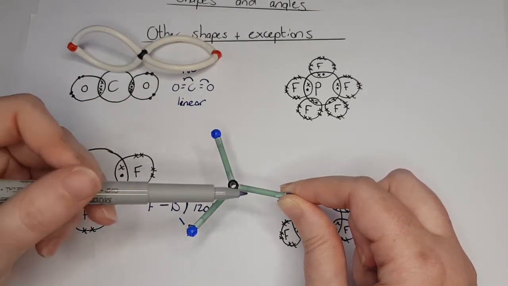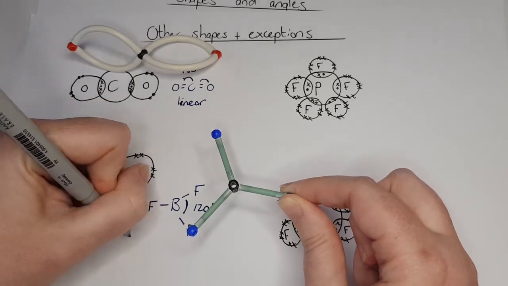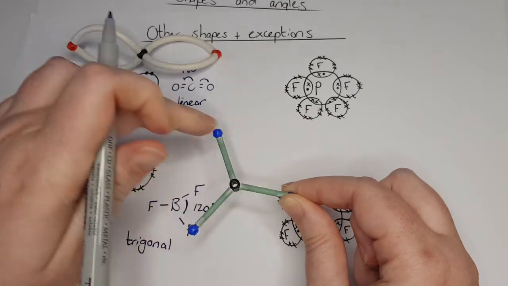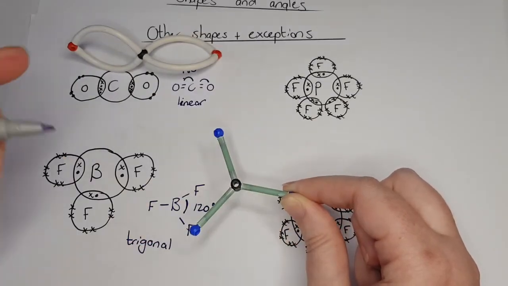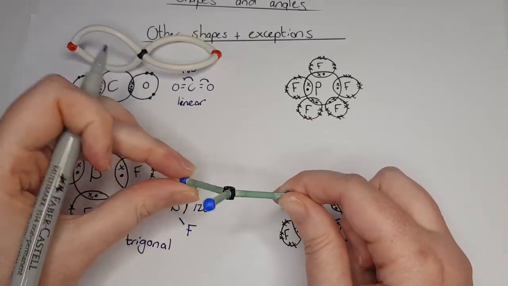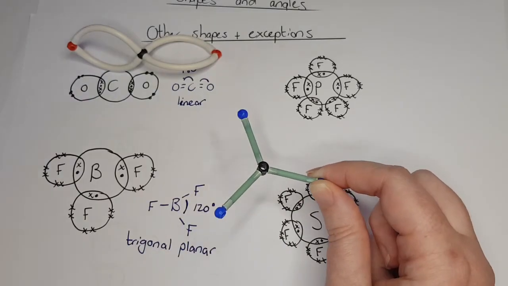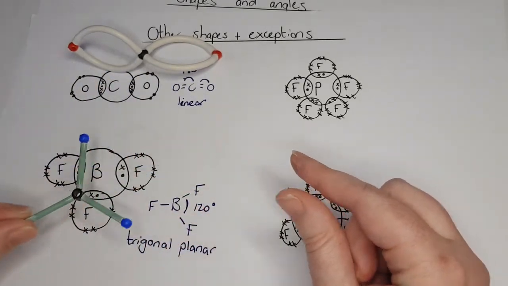So now because it's flat, we call it trigonal, because it's in a triangle shape, but it's all in the same plane. So it's trigonal planar, and it's 120 degrees.